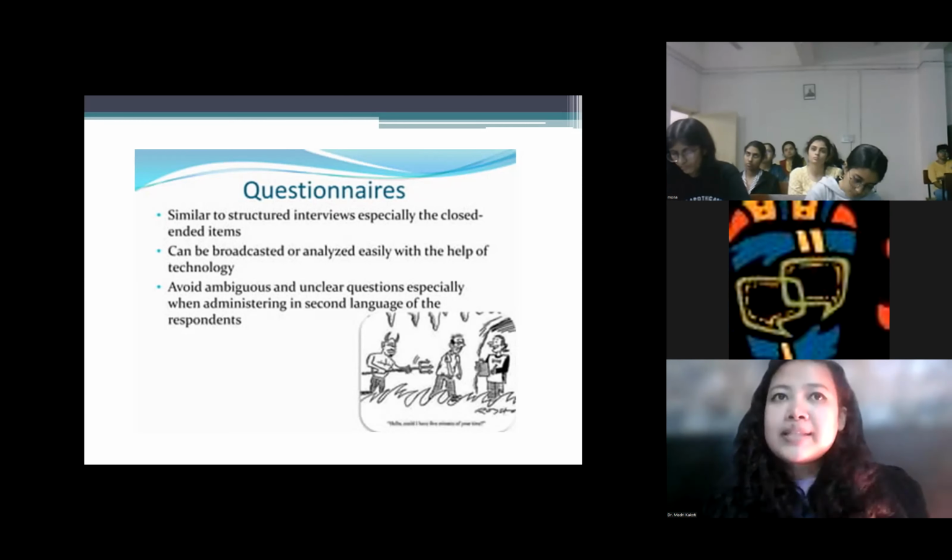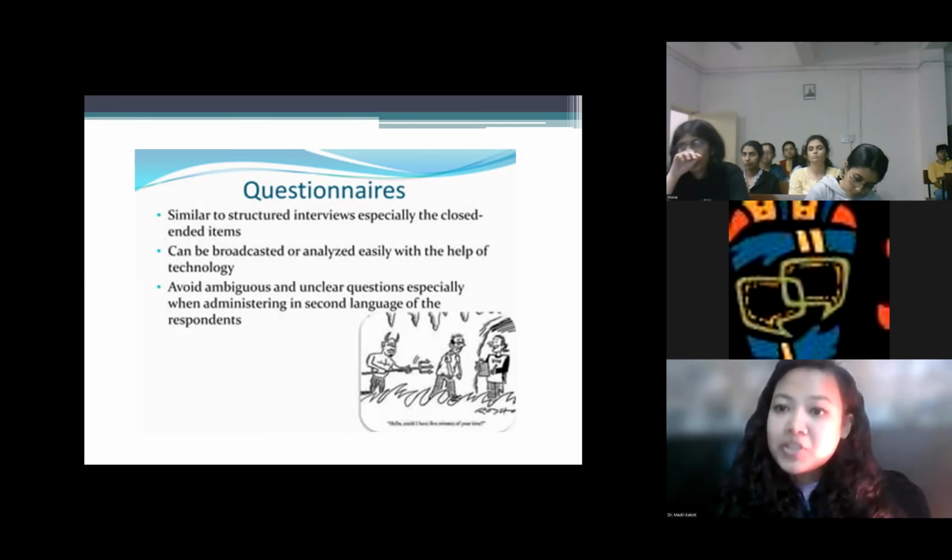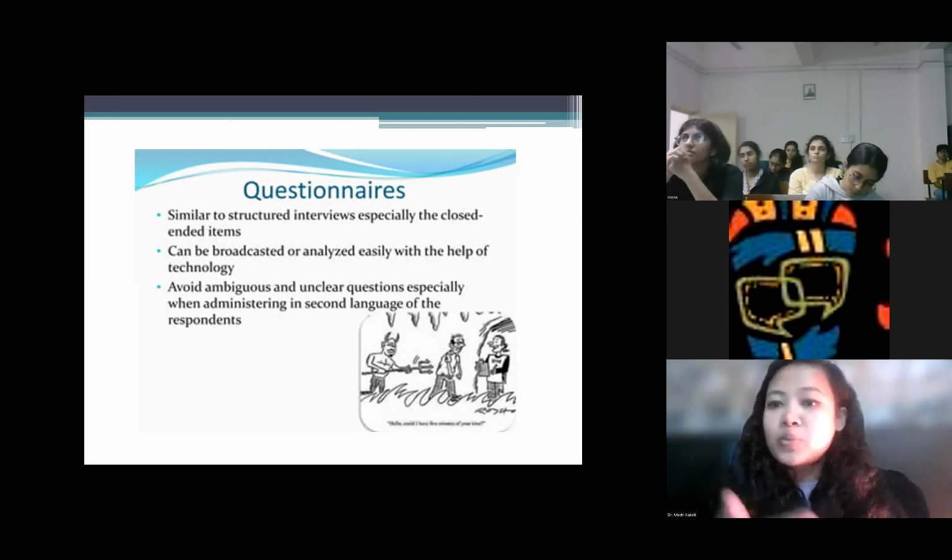The Swadesh word list in itself, if you look at it in a very basic way, is like a questionnaire, because with every word you are asking, what is this called, right? So it's like the most basic and the most structured questionnaire that you can have. It can be administered or analyzed easily. Analysis is easy if you already feed in the answer that you want, and this person gives this kind of answer, this is the score that they're going to have.